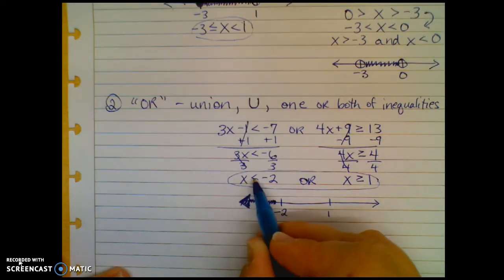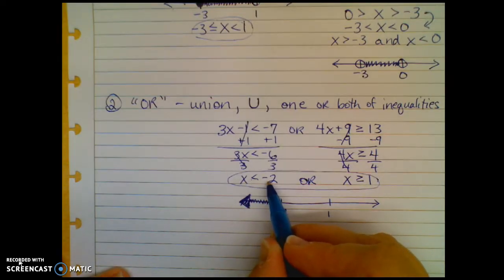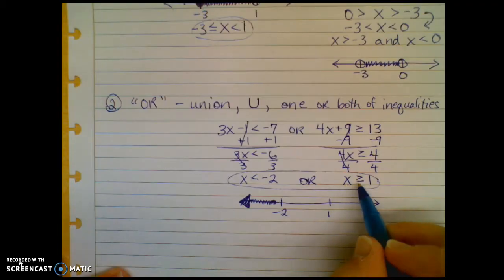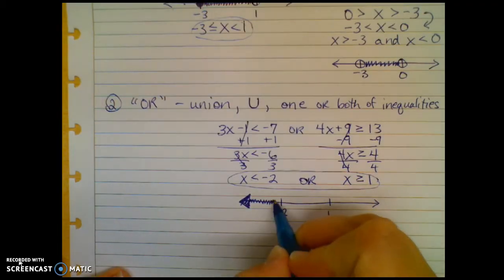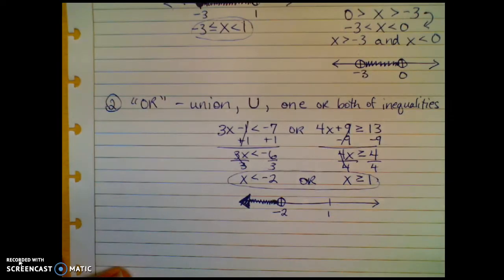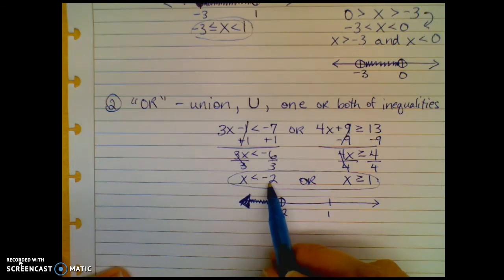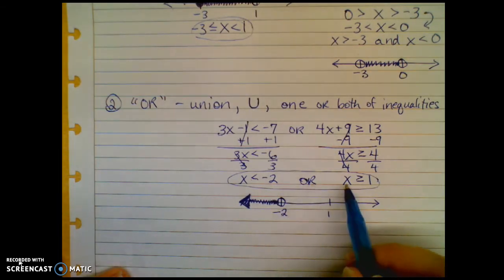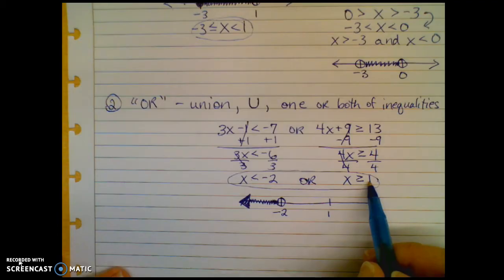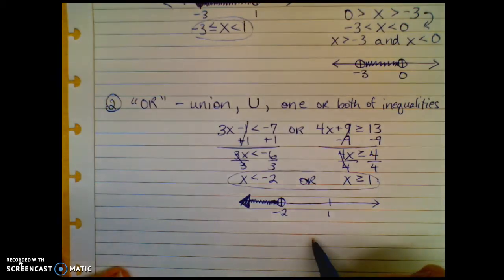Is negative 2 less than itself? No. Or is negative 2 greater than or equal to 1? No. But this is a boundary, so it needs a circle. Open circle. Let's try 0 in this section. Is 0 less than negative 2? No. Or is 0 greater than or equal to 1? No. So this section is blank.